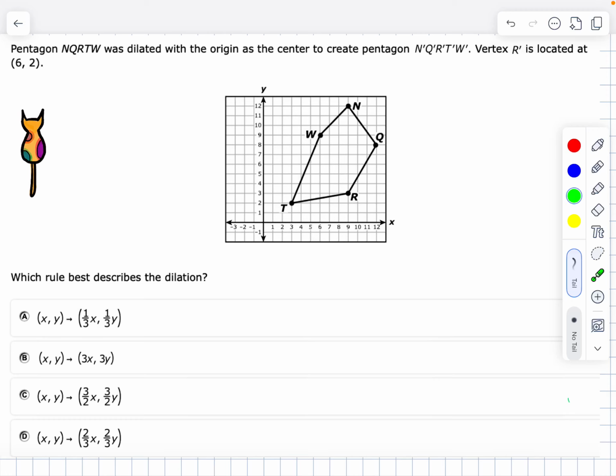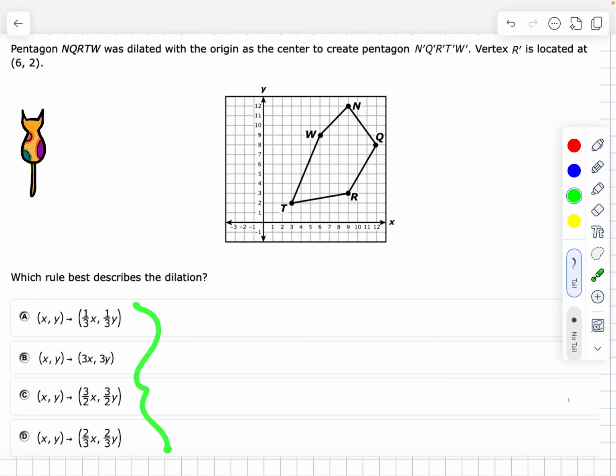All right, in this problem it says we have this Pentagon NQRTW and it was dilated with the origin as a center to create a new Pentagon, which is N prime, Q prime, etc. And vertex R prime is located at (6, 2). The question is, which rule best describes the dilation?